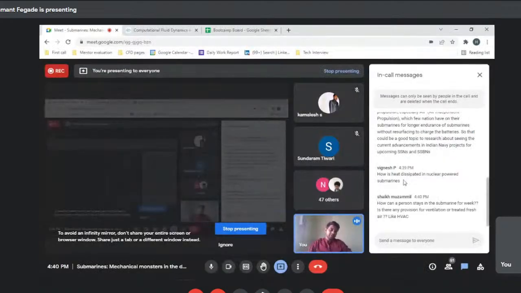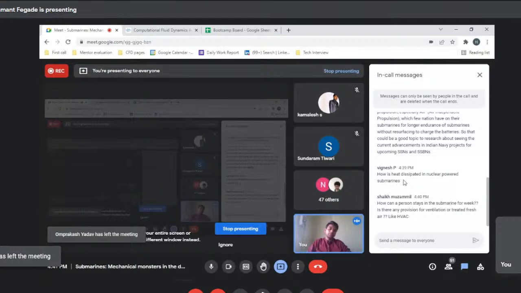How can a person stay in a submarine for a week? Is there any provision for ventilation or treated fresh air, like HVAC? Yes, there are air provision systems. With these advanced machineries, there are large compressed air storages, which are then released to bring the air to atmospheric pressure, where people have oxygen to breathe. So all those systems are in place, and for ventilation, when you are surfacing, the air is refreshed accordingly.